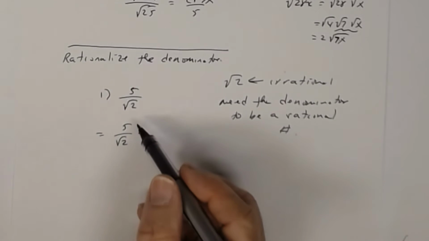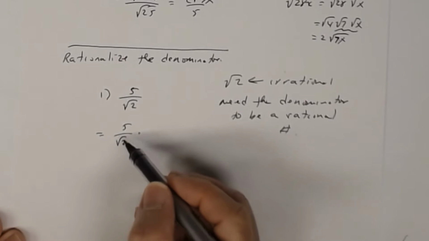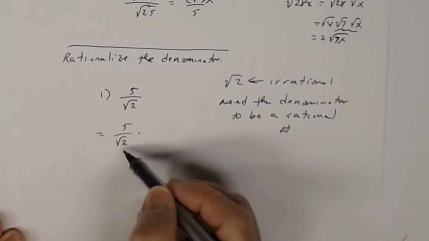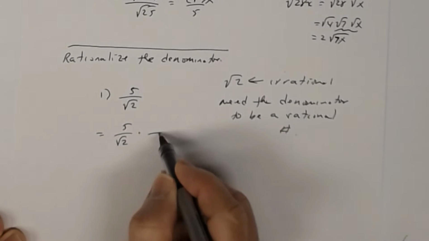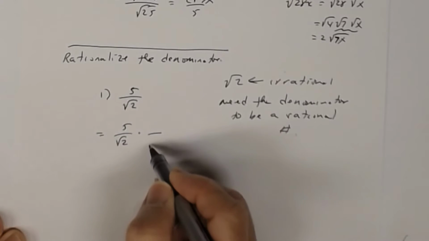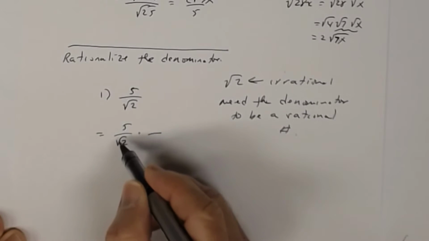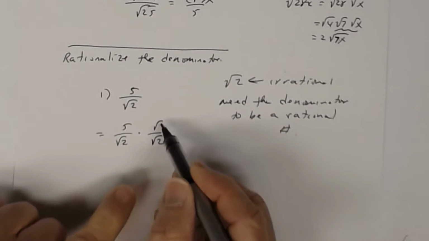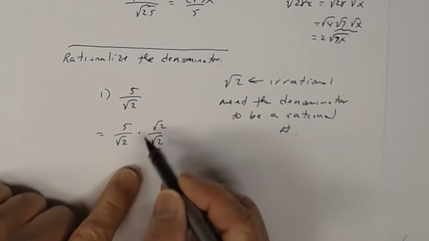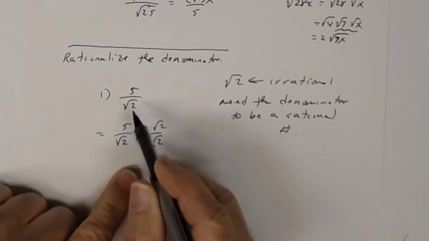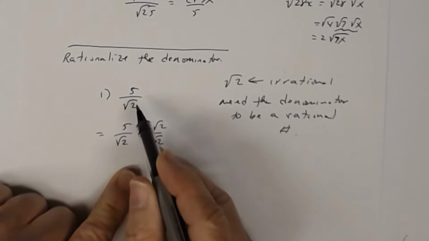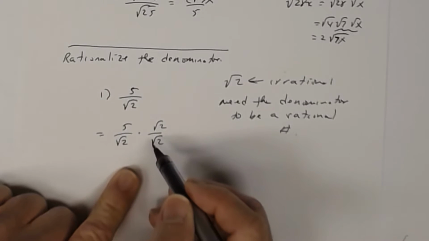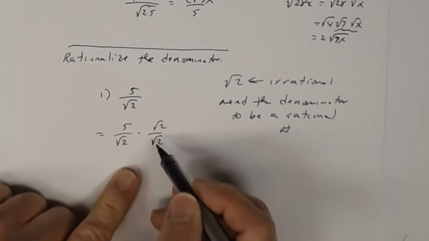So if you want to rationalize the denominator, meaning you want to get this denominator to be a rational number, all you do is multiply the numerator and denominator by that radical. So that radical here is the square root of 2. And remember, the square root of 2 divided by the square root of 2 is 1. So 1 times this is still that. So these two expressions are still equivalent, okay? But I'm going to change what it looks like.